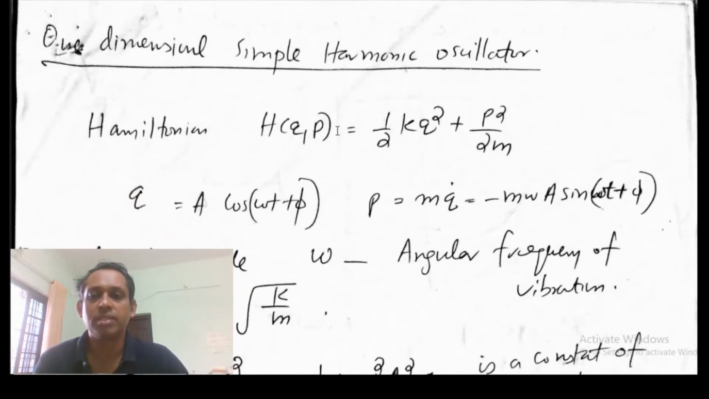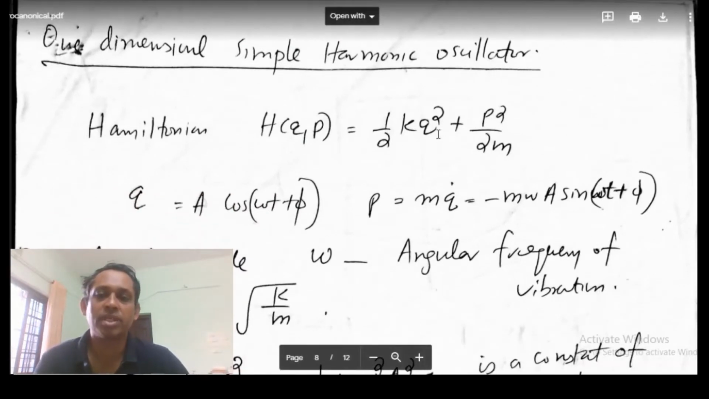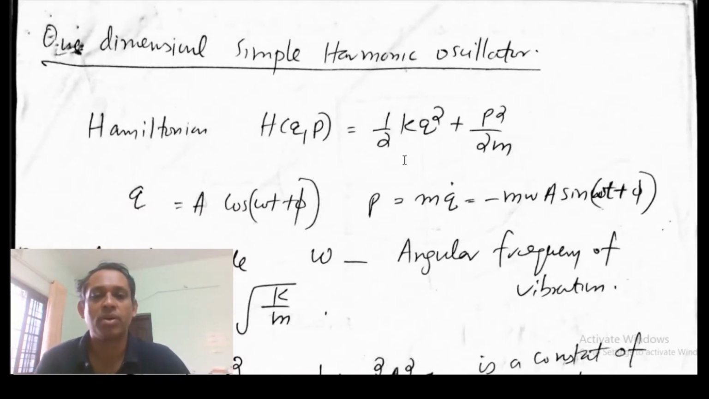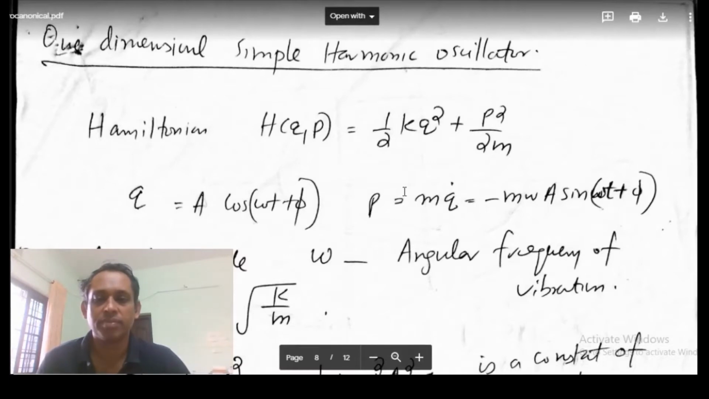Now let's see the same thing in a one-dimensional simple harmonic oscillator. The Hamiltonian is given by H of q, p equal to half k q square plus p square by 2m. This is the potential energy, and this is the kinetic energy.